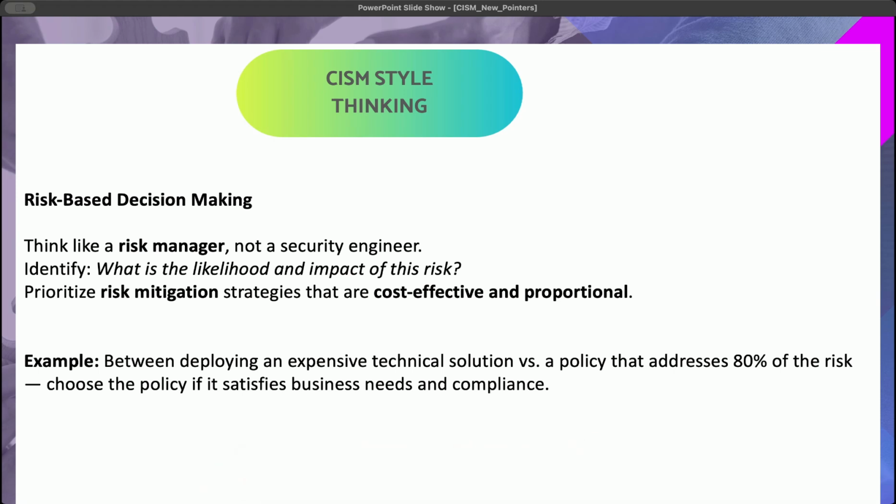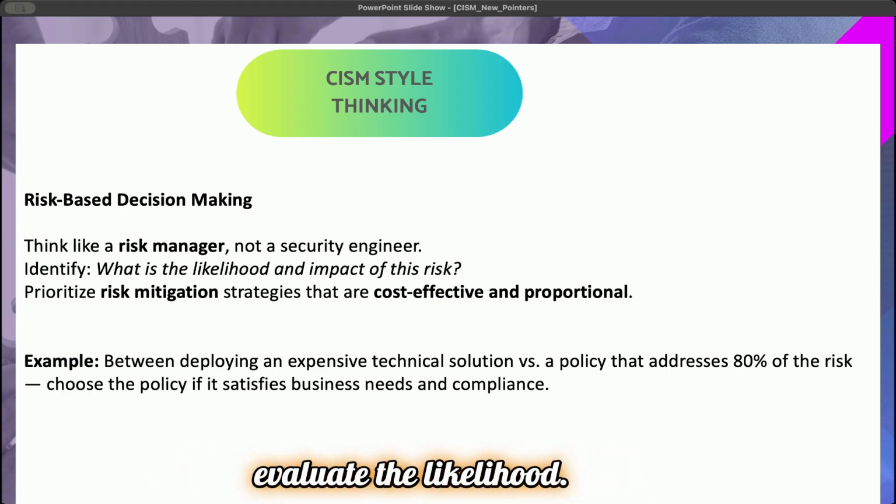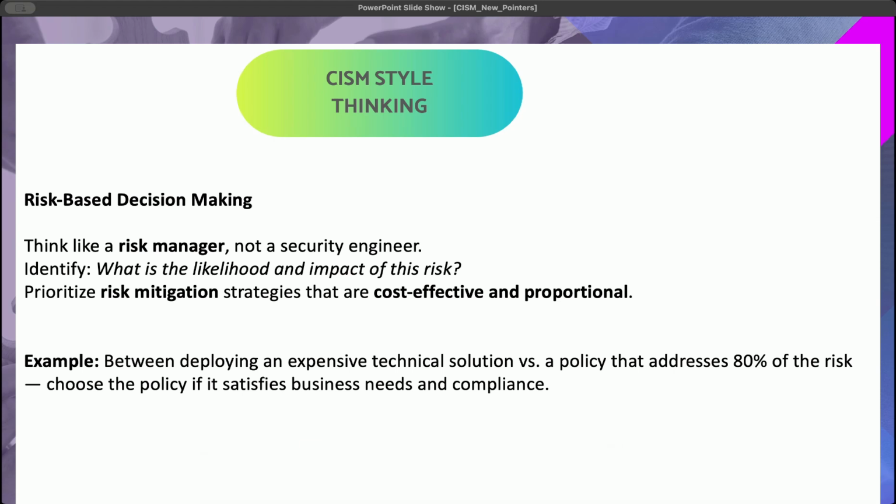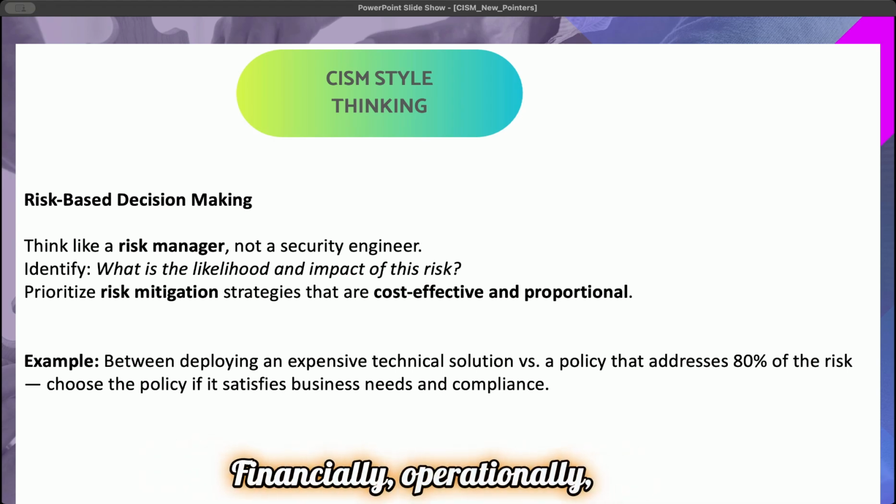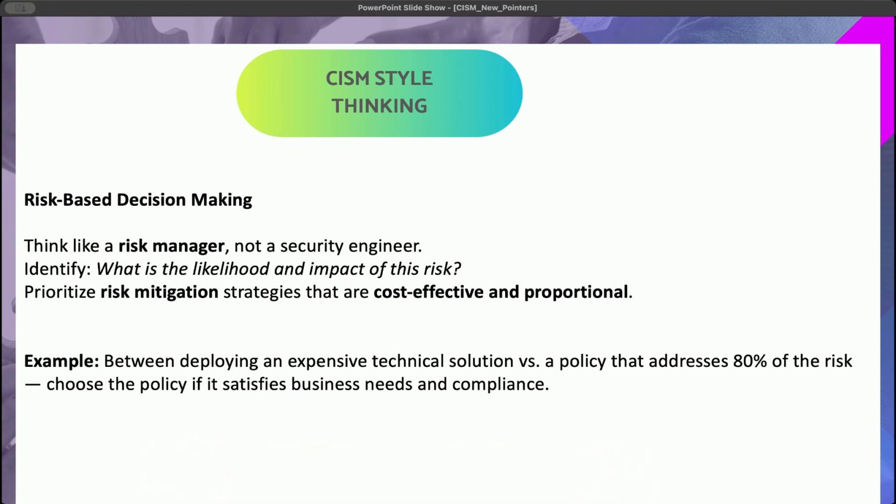What does this mean? To understand and manage any risk, we must evaluate the likelihood, that is, how likely it is that the risk will materialize, be exploited, or actually occur in your environment. Second is the impact. If the risk does happen, how severe would the consequence be, financially, operationally, reputationally, or legally?